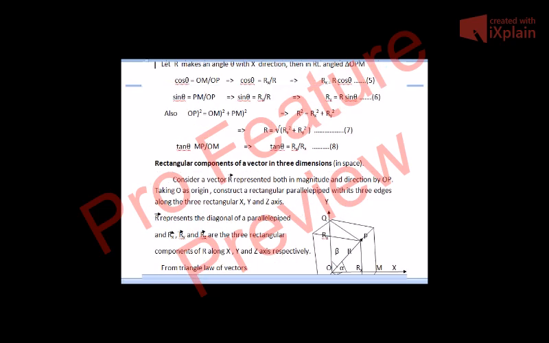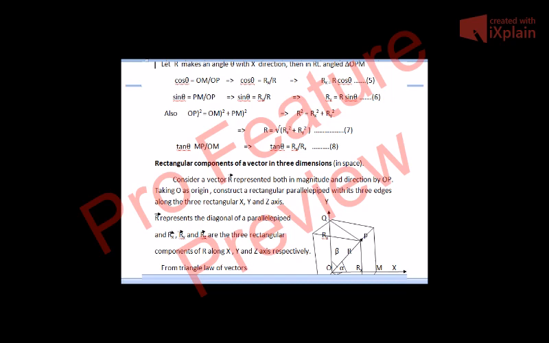Let R make an angle theta with x direction. Then in right angle triangle OPM, cos theta will be equal to base by hypotenuse, that will be OM by OP, which implies cos theta will be equal to Rx by R, or Rx is equal to R cos theta. Let us denote this relation by 5. Similarly, sin theta will be equal to perpendicular by hypotenuse. This implies sin theta will be equal to PM by OP, or sin theta will be equal to Ry by R, which implies Ry will be equal to R sin theta. Let us denote this relation by equation 6.